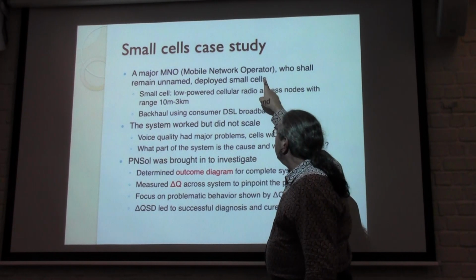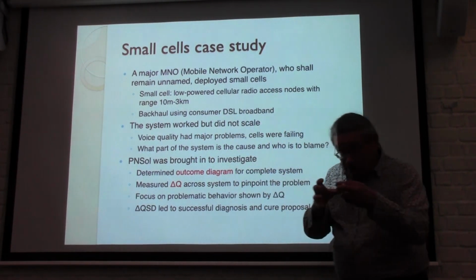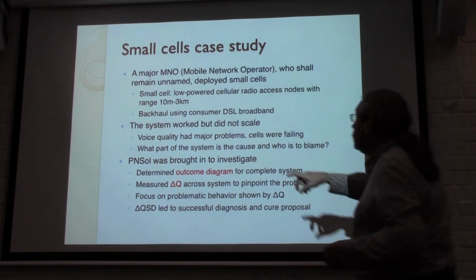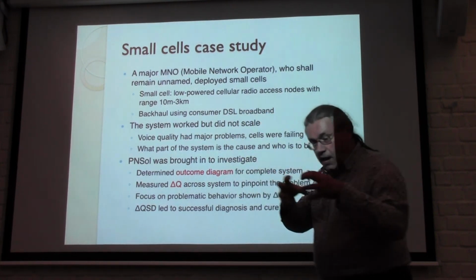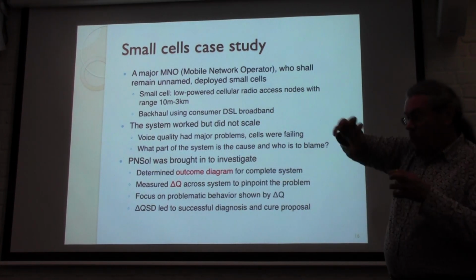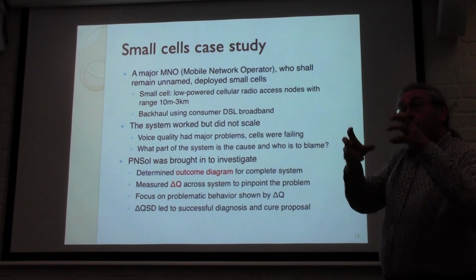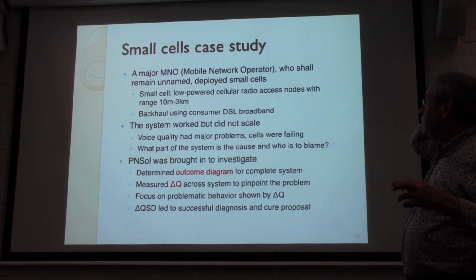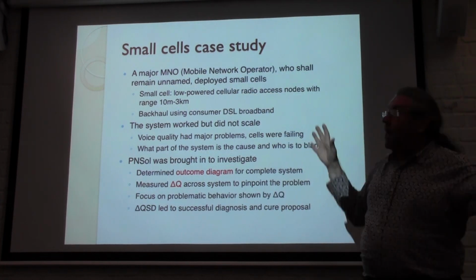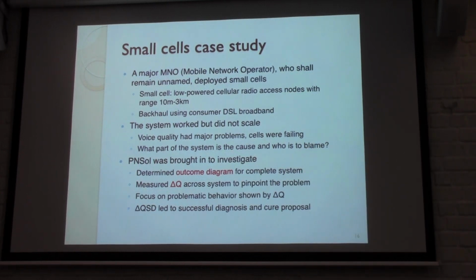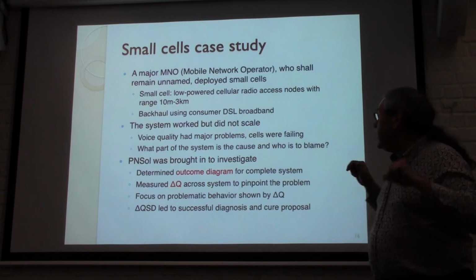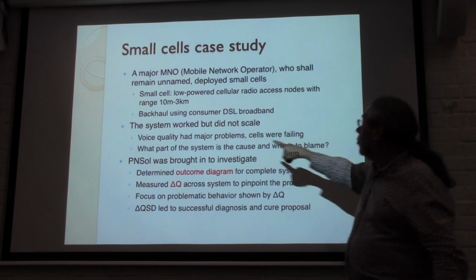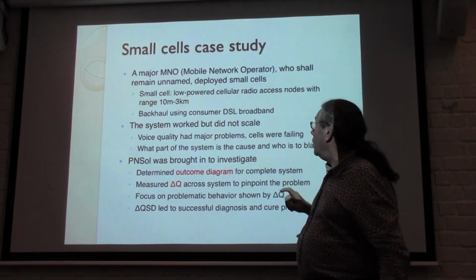They deployed small cells. Small cells are basically the endpoints of radio access for mobile telephones, with range 10 meters to 3 kilometers. They are connected to a backhaul, which allows point to point connections. So you have two small cells on the ends with a huge infrastructure behind. This company built that, high tech, maybe it was 4G or something. But it didn't work very well. I mean, it did work, but it did not scale.